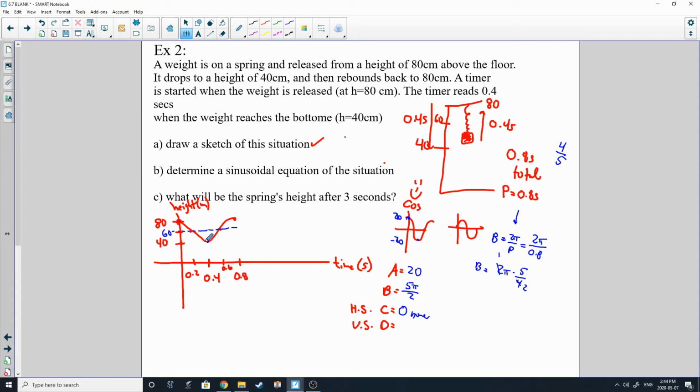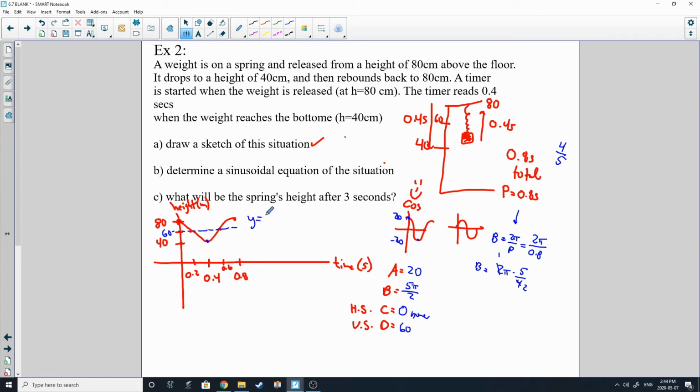That's the lowest we get. So what do we need to add to get up there to 40? Looks like we would have to add 60, right? So negative 20 plus 60 would give me the 40. So there you have it. Now you can write your equation.